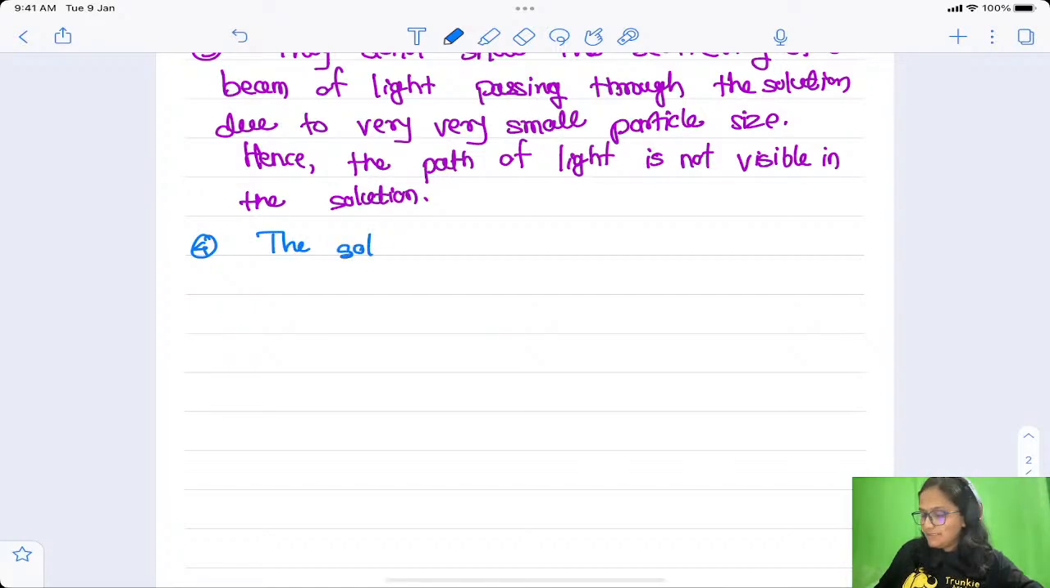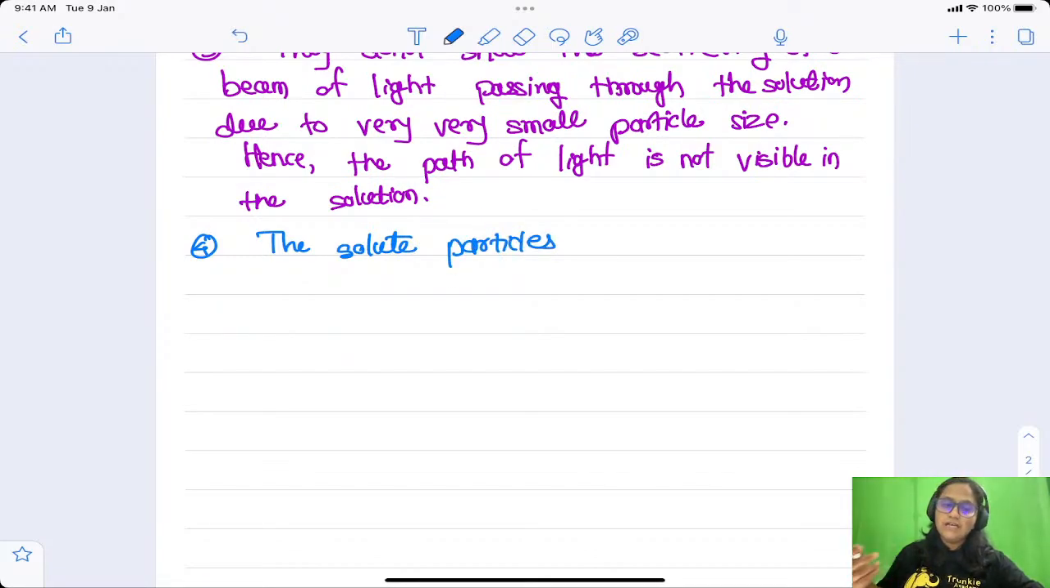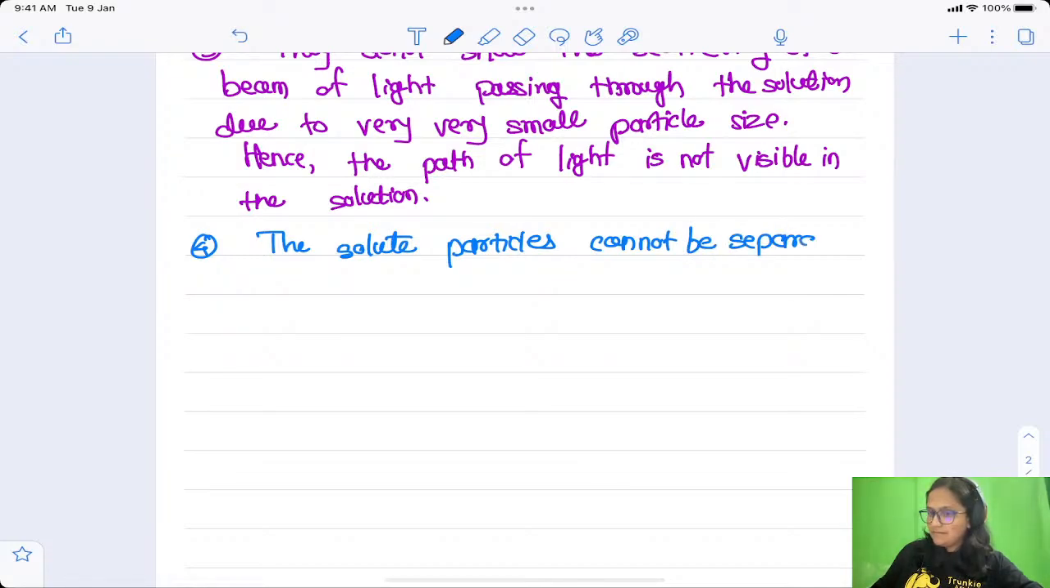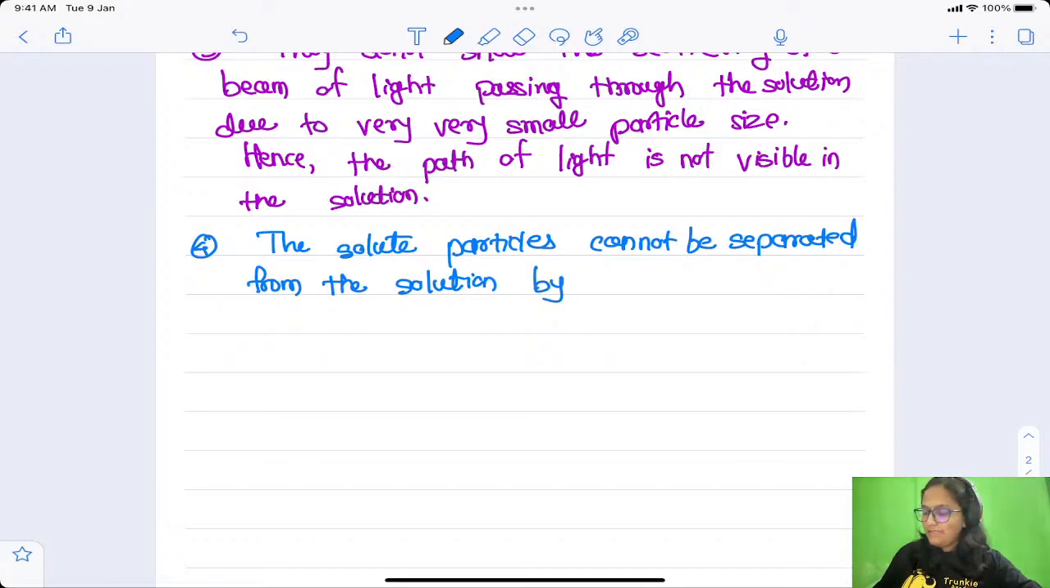The solute particles, as they are very small and they are homogeneously mixed in the solution, cannot be separated from the solution by filtration.